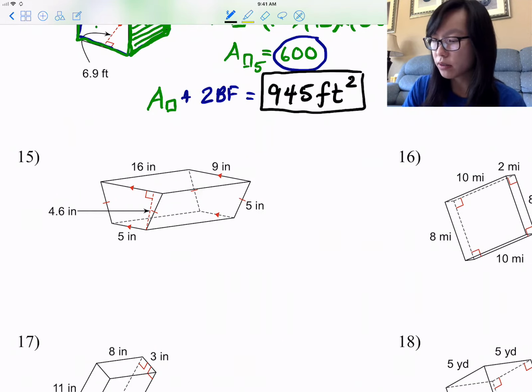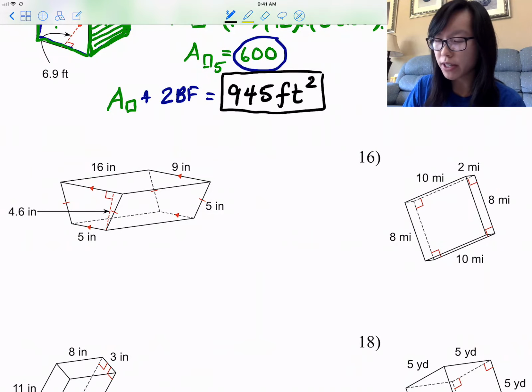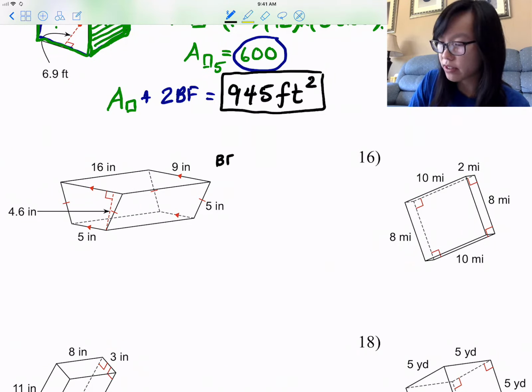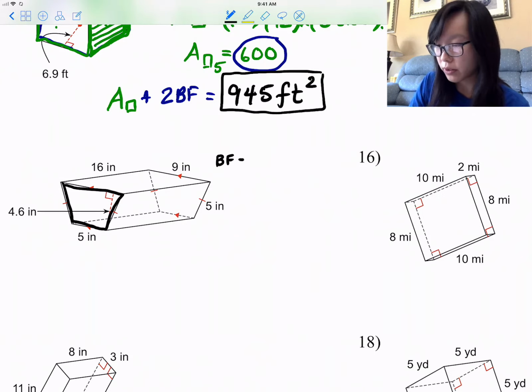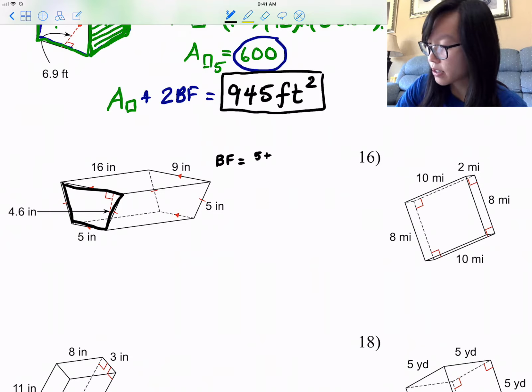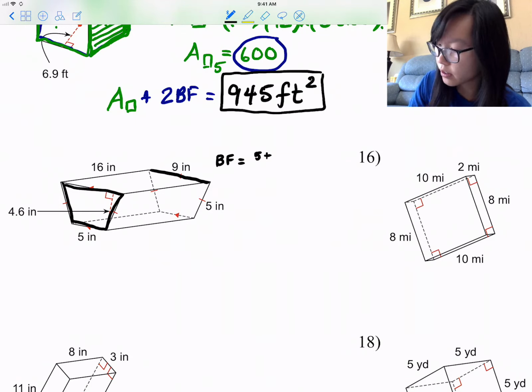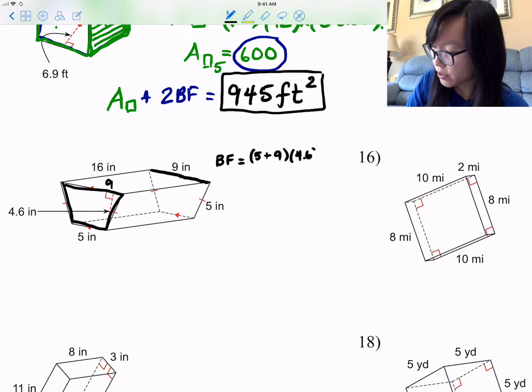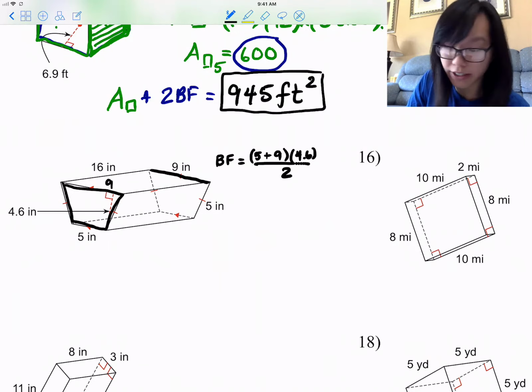So for number 15, we're still finding the surface area, but now it's a trapezoidal prism. I'm going to break it up just the same. We have the base face, which is a trapezoid, and to find the area of this trapezoid, we need the area formula. I'm just going to fill it right in. It's base 1, which is 5, plus base 2, which is, not 16. Notice it's this length right here. So don't make a mistake like me. Is 9. And your height this time is 4.6. We're going to divide that by 2.